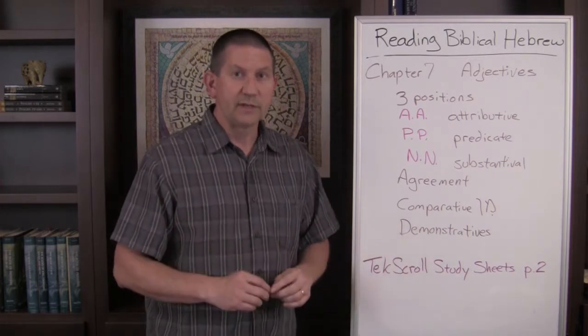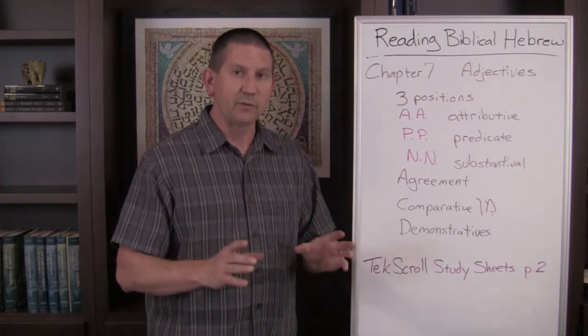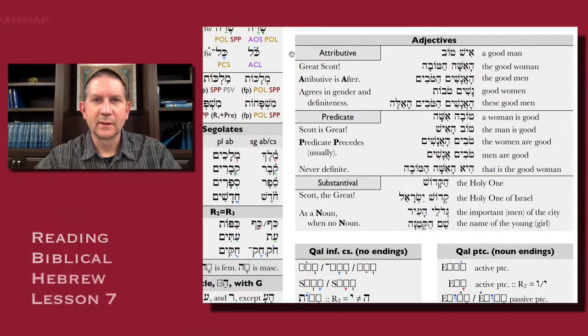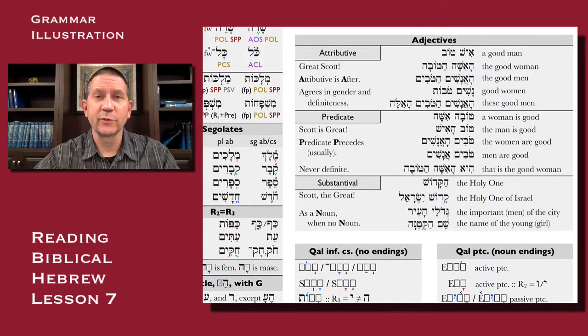Also, while all the details are in the chapter, remember that all the takeaways are there on page 2 of your TechScroll study sheets. Let's actually take a look at the summary before we move on to the practice readings. So adjectives come in 3 positions: attributive, predicate, and substantival, and we have several examples of each one. So let's take a look.